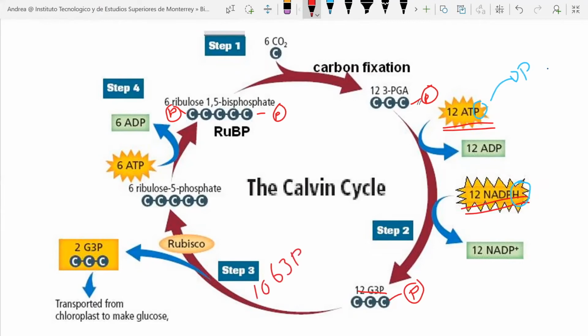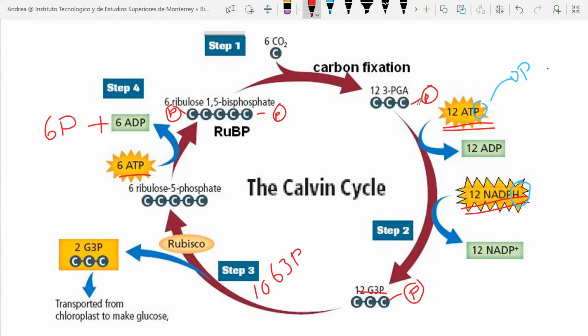So this process with the 10 G3Ps that we have left, we'll take again energy from 6 ATPs in order to run the reaction. So 6 ADPs will be released, and also 6 phosphates will be released.